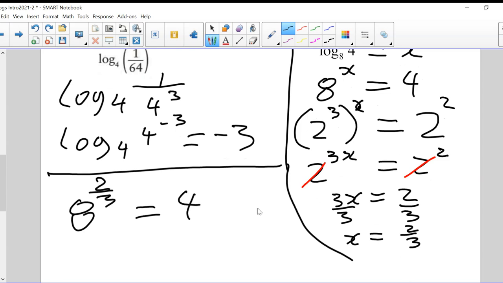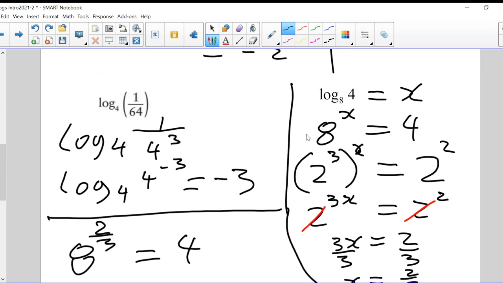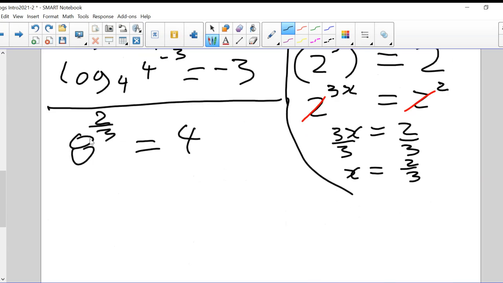That's what it means. Because when we were trying to work this out, we started off by putting it in exponential form. It says 8 to some exponent gives us 4. Now, why does 8 to the power of 2 over 3 equal 4? Let me walk you through how you would evaluate that. That's exactly why I decided to write this down. What would I do to evaluate 8 to the 2 over 3?